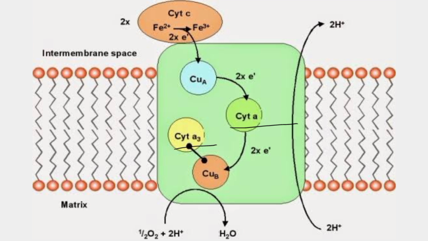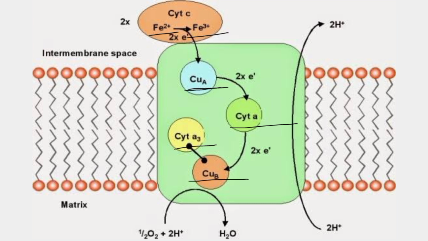Cytochrome a is paired with a copper atom, copper A, and cytochrome a3 is with a different copper atom, that is copper B. During electron transfer, the iron atoms of the cytochromes cycle between Fe3+ and Fe2+ states, whilst the copper atoms cycle between Cu2+ and Cu+.